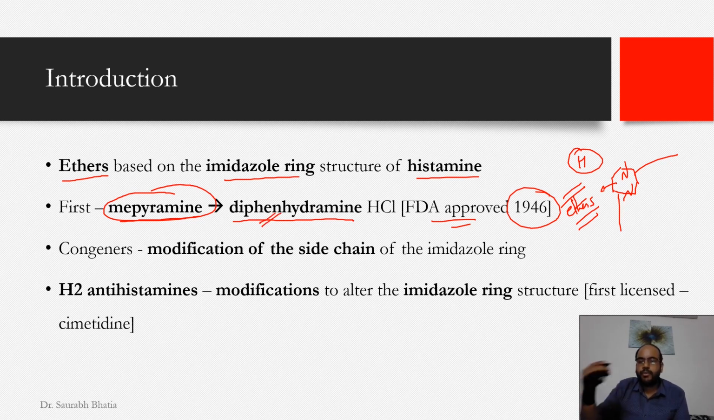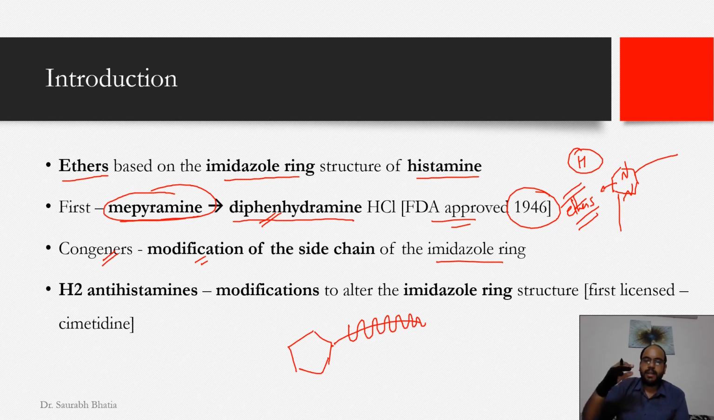Now, furthermore, when newer and newer drugs were being formulated, the congeners were made by the modification of the side chain of the imidazole ring. So you have an imidazole ring, and then you have a side chain attached to it. Modifications of this side chain led to different half-lives, different blood-brain barrier penetration, different side effect profiles. And so congeners, that means the newer drugs formed from diphenhydramine, were because of modification of the side chain of the imidazole ring.